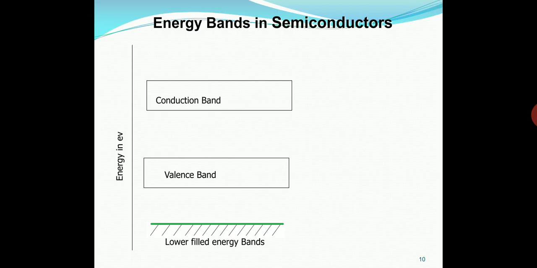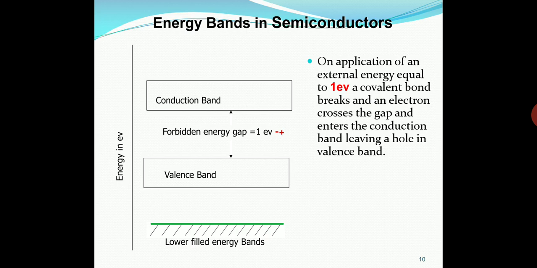So you have a valence band, you have a conduction band, and a forbidden gap of 1 electron volt. Now, on application of an external energy equal to 1 electron volt, a covalent bond breaks and an electron crosses the gap and enters the conduction band, leaving a hole in the valence band. See, why am I talking about this?